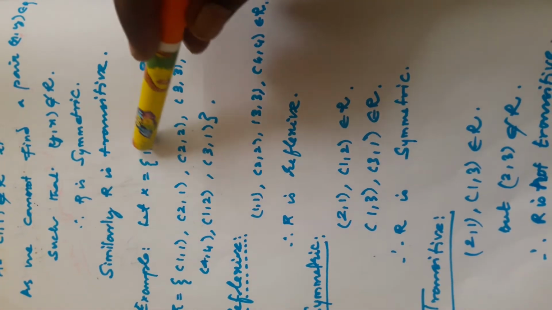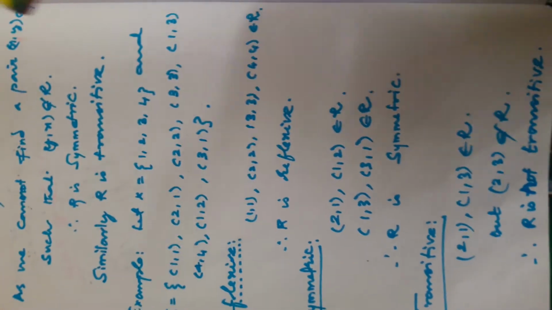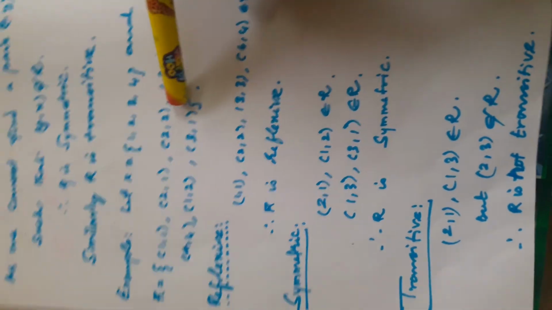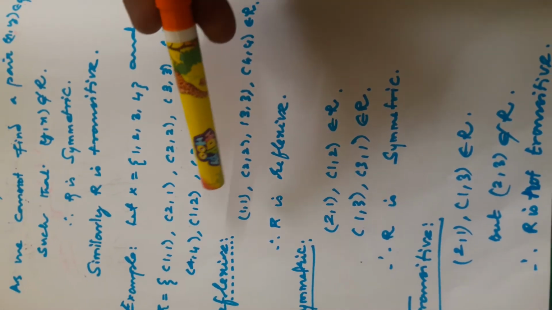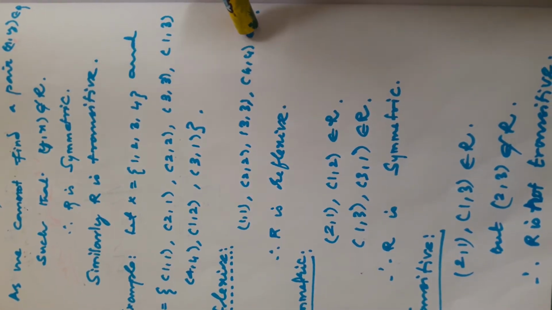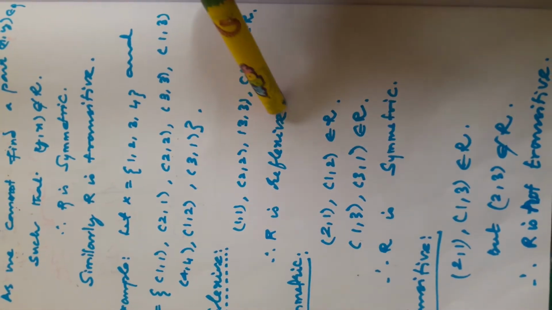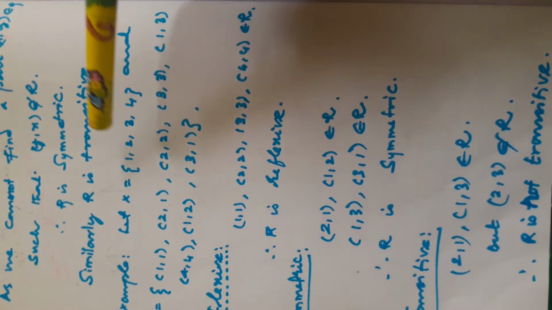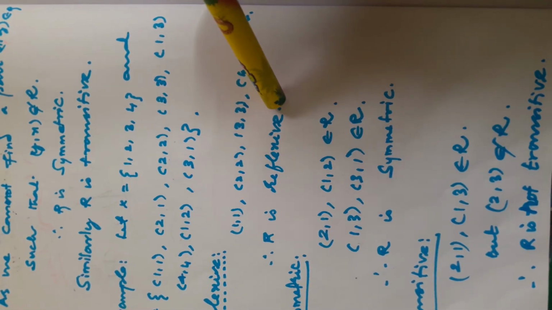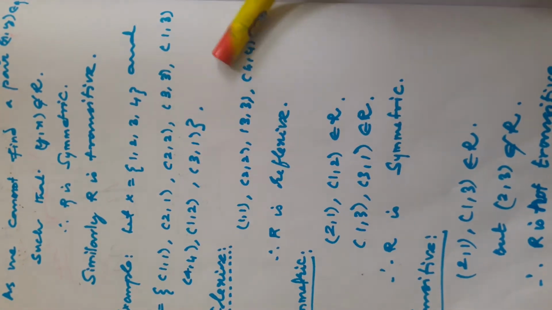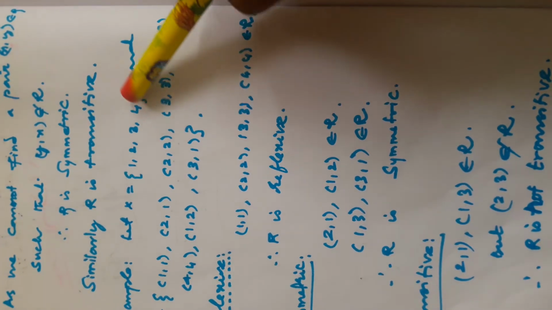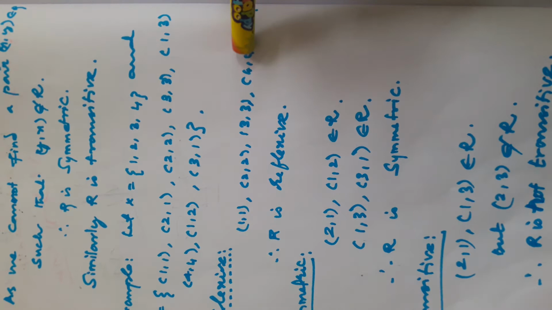X equal to {1, 2, 3, 4}. In the Cartesian product you have 16 elements, but I have taken selectively some pairs that you can go through yourself. For reflexive, I have (1, 1), (2, 2), (3, 3) and (4, 4) belonging to R. Therefore R is reflexive. So my proof is over. I have all the 4 pairs. Suppose (4, 4) does not belong to R, then it is not reflexive. Is it clear? So for all the 4 numbers we need the 4 pairs.